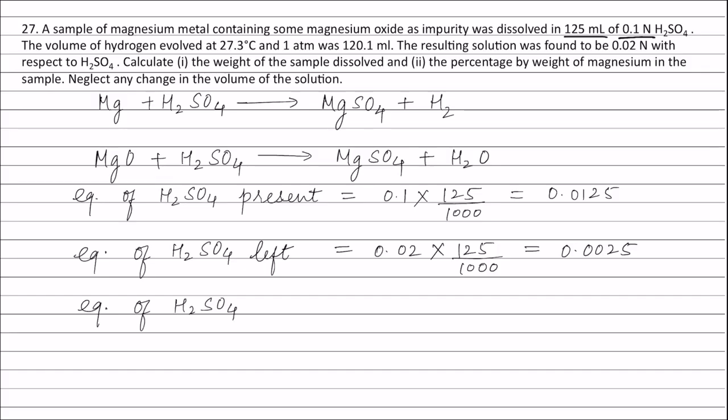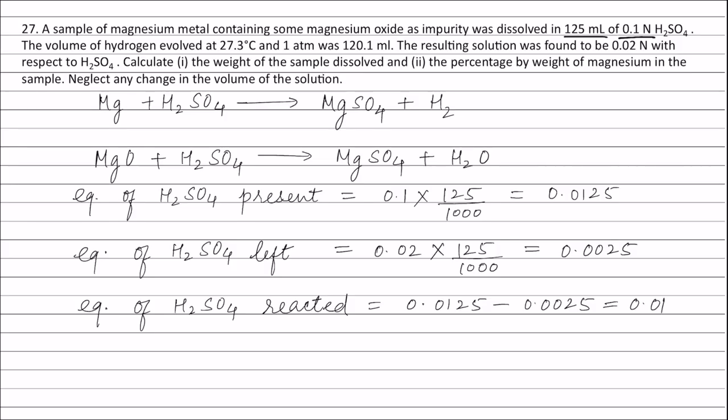Therefore, equivalents of H2SO4 reacted is equal to equivalents of H2SO4 present, that is 0.0125 equivalents, minus equivalents of H2SO4 left, that is 0.0025, and this is equal to 0.01 equivalents.